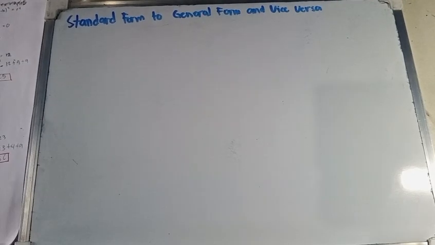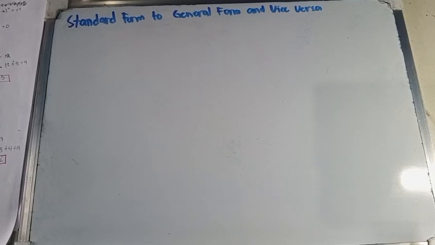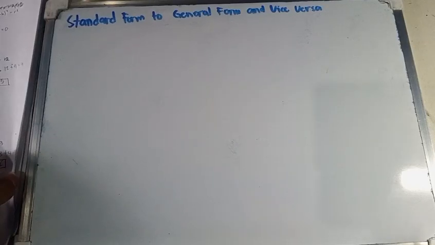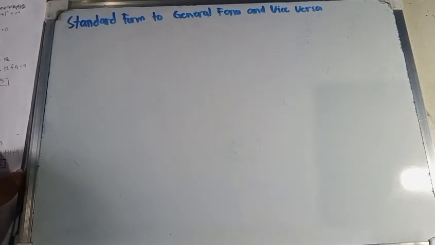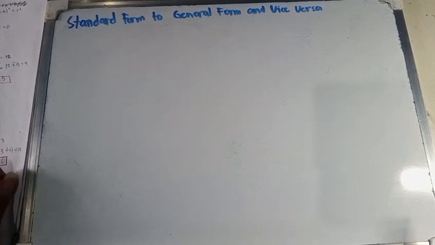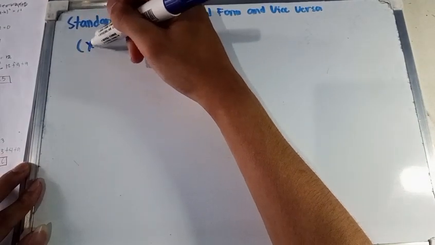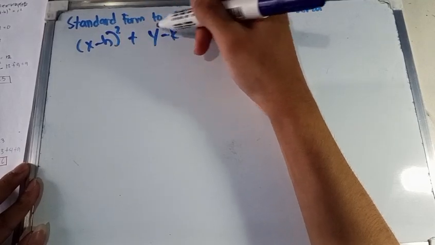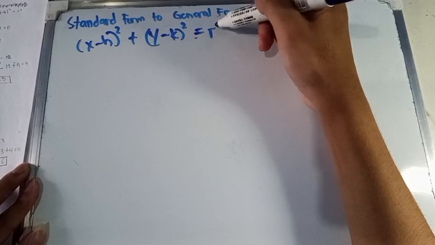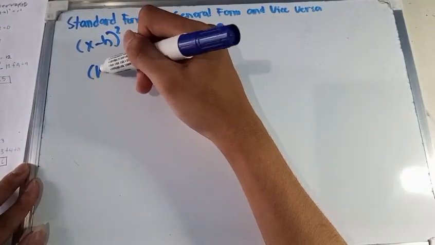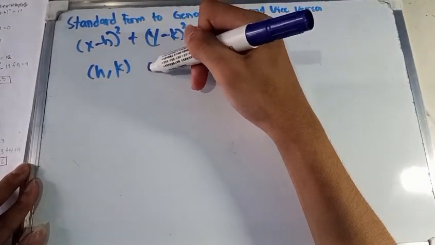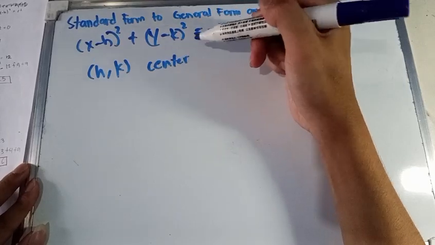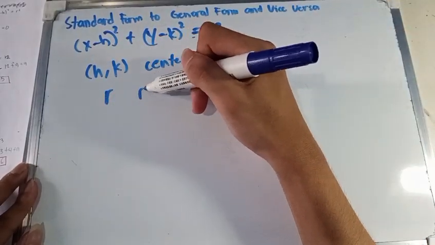Now let's discuss the conversion of standard form to general form and vice versa. Let's first discuss the standard form and general form. Standard form is given as (x minus h) squared plus (y minus k) squared equals r squared, where h and k are the coordinates of the center of the circle and r is the radius.